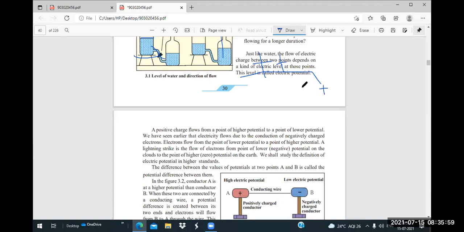And we have seen that electricity flows due to the conduction of negatively charged electrons. Why does this happen? Due to the electrons. If electrons are absent in that cable, then it is not possible for electric charge to flow. Remember, without electrons we can't pass electricity. We can take the example of iron metal. Through iron metal we can pass electricity. Through copper wire we can pass electricity. We can carry electricity, but through rubber or plastic we can't.